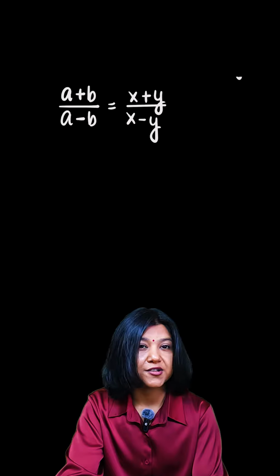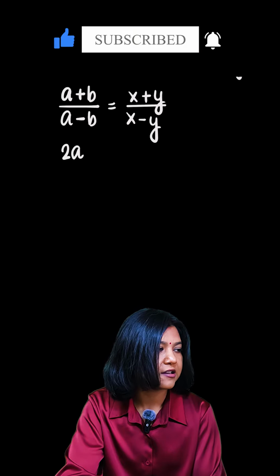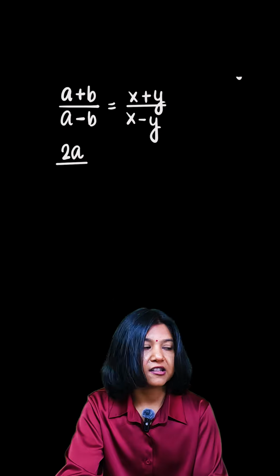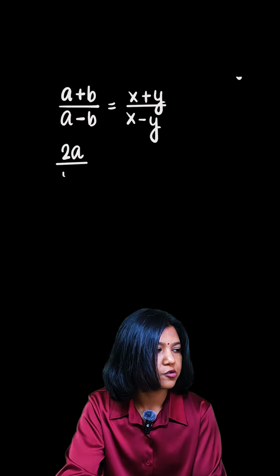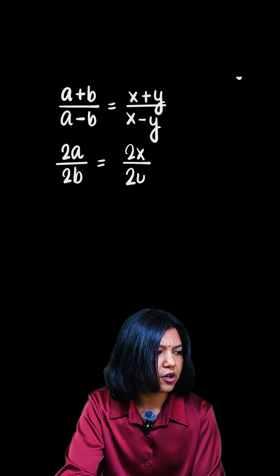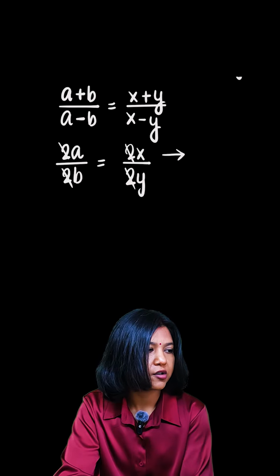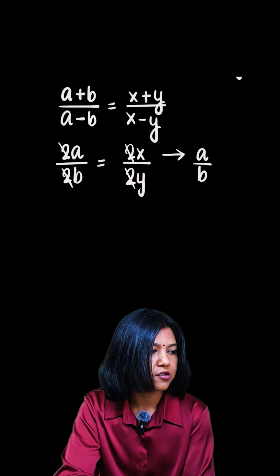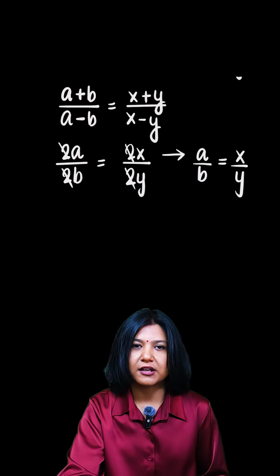If I add the numerator and the denominator at the top, I'll have a plus a, 2a, whereas b and b cancels out. While I'm subtracting at the bottom, so a and a cancels out, b minus of minus b is 2b. Likewise, on the right hand side also you'll have 2x at the top divided by 2y at the bottom. 2 cancels out from both sides, giving you that the ratio of a upon b is equal to x upon y. So this is the application of componendo and dividendo.